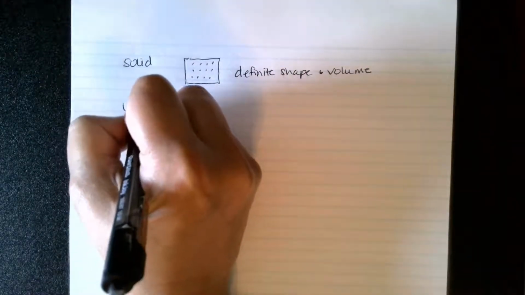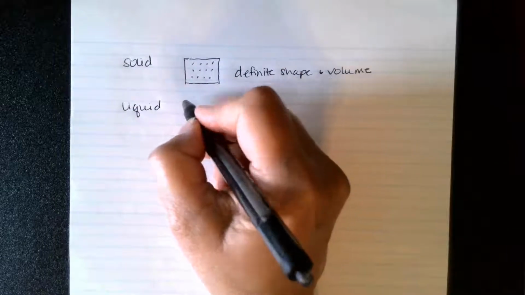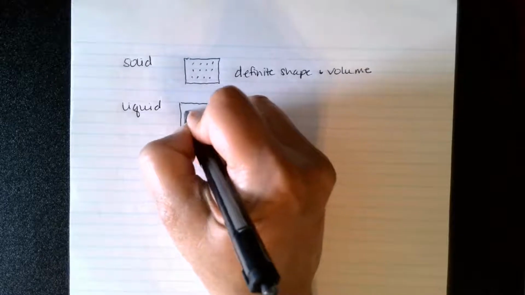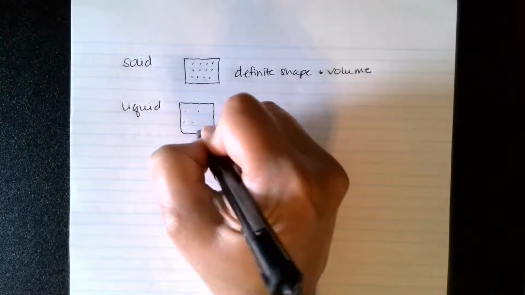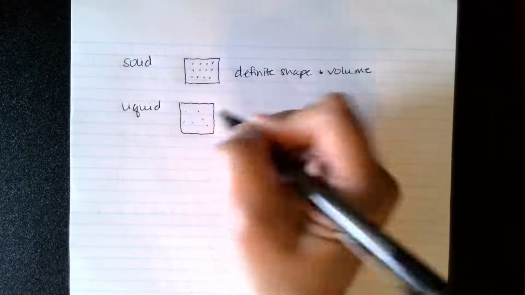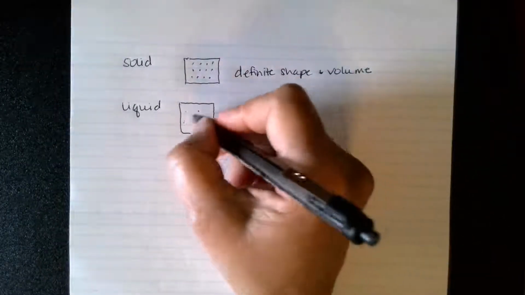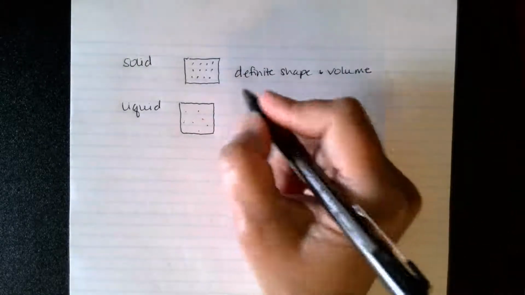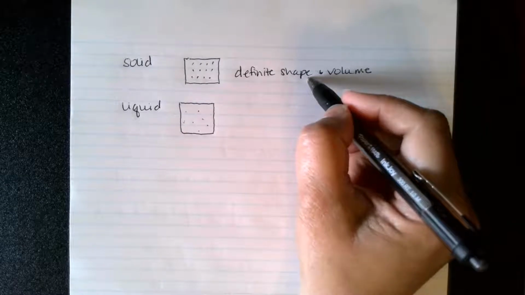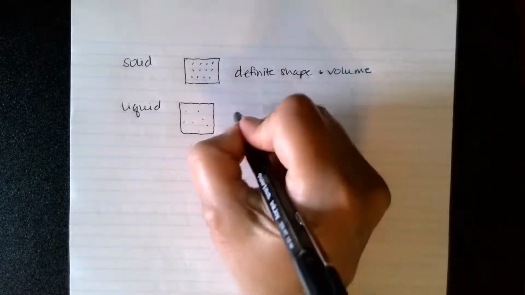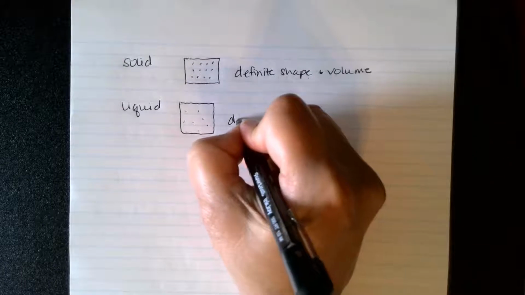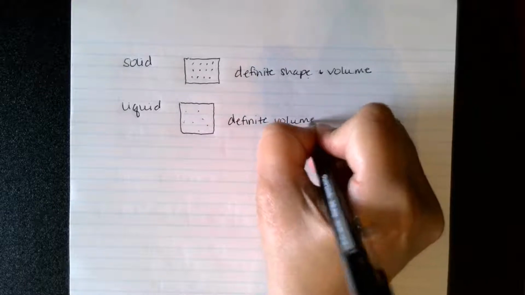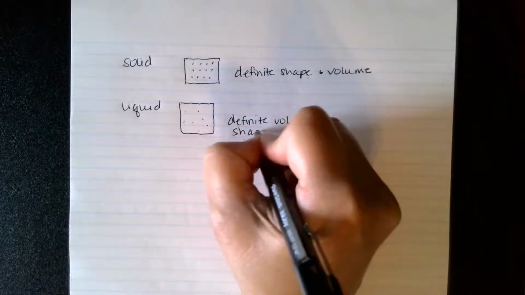If we go to a liquid, the particles now have less attractive forces, so they can move more. And they're going to get a little bit farther apart. Instead of pretty much staying in place and being fixed and vibrating a little bit, they now have the freedom to move a little bit, and that's because those attractive forces are less. Their shape is going to be determined by the container, but they have a set volume. So they have a definite volume, but the shape is determined by the container.